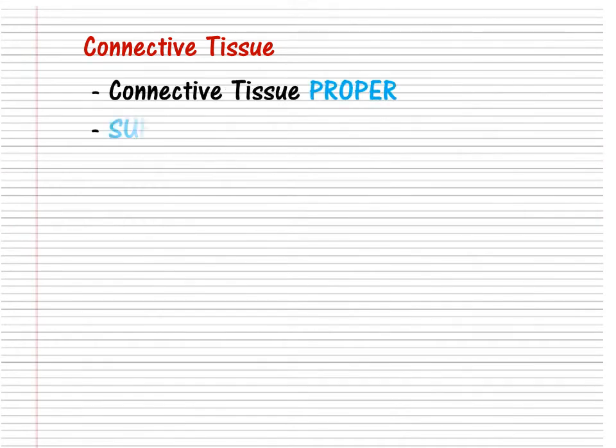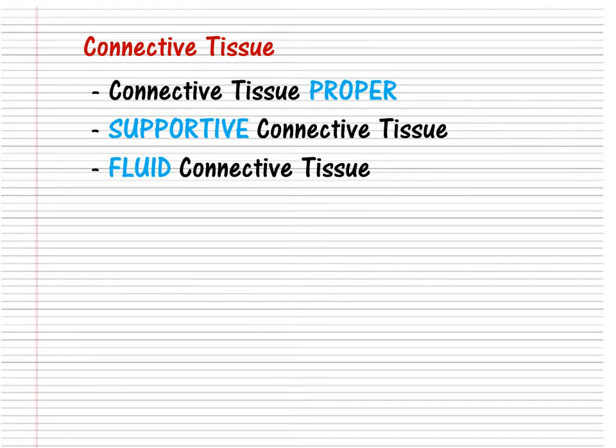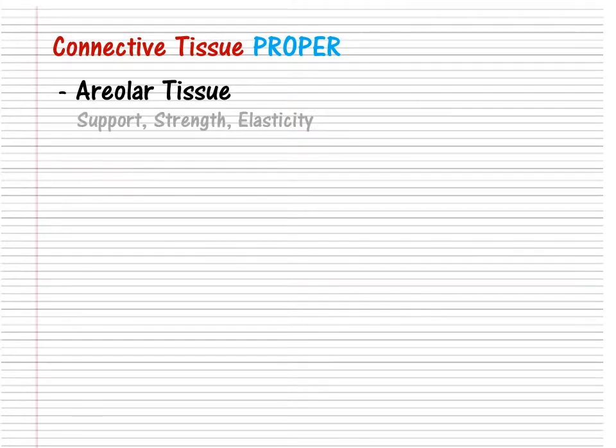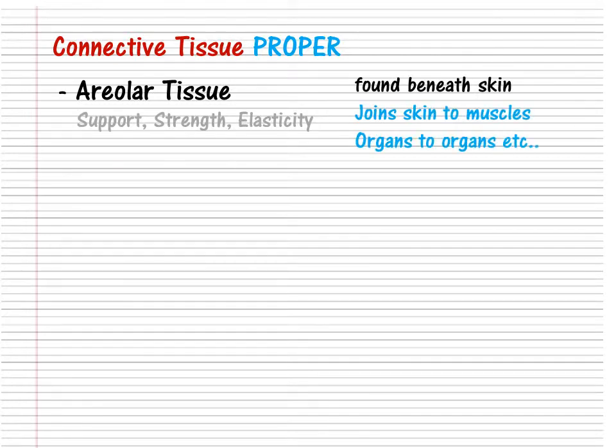Types of connective tissues. There are connective tissues proper, there are supportive connective tissues, and there are fluid connective tissues. And the areolar tissue, which is the first tissue we talk about under connective tissue proper, provides support, strength and elasticity. It's typically found beneath the skin, so it helps join skin to muscles. So for example, when you pull your skin, it goes back, and that shows that it is elastic and it is joined to the muscles.